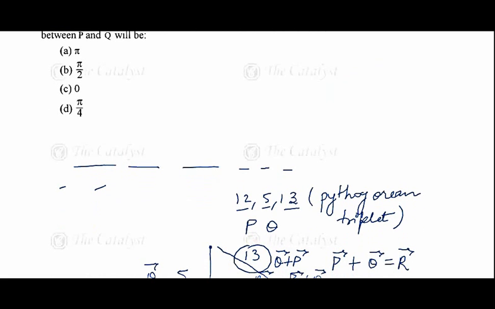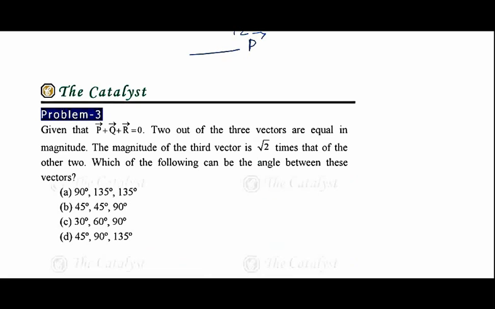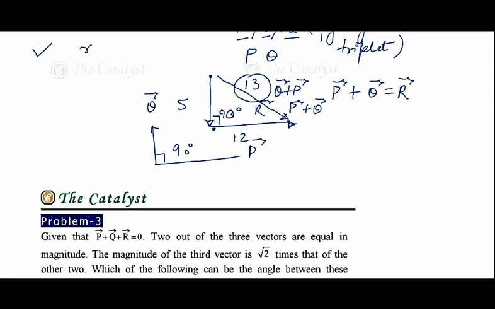So if I ask you what is the angle between P and Q, it is 90 degrees, right? That is pi by 2. It is given in radians, right? You should be familiar by this time with using radians as the unit of angle, right?